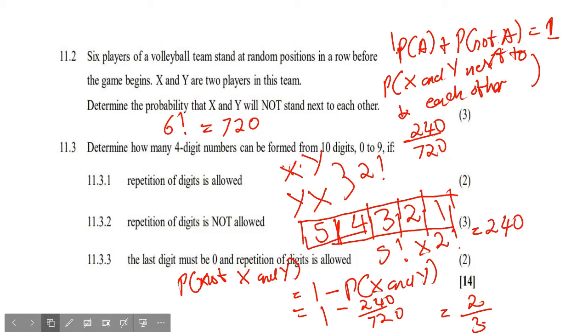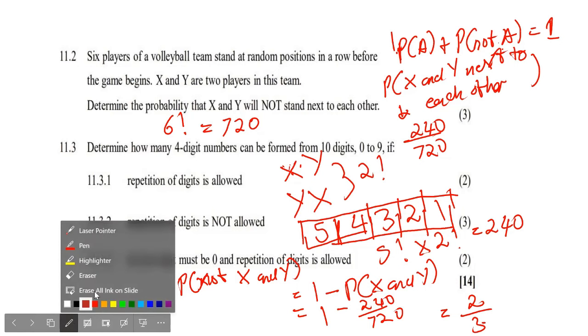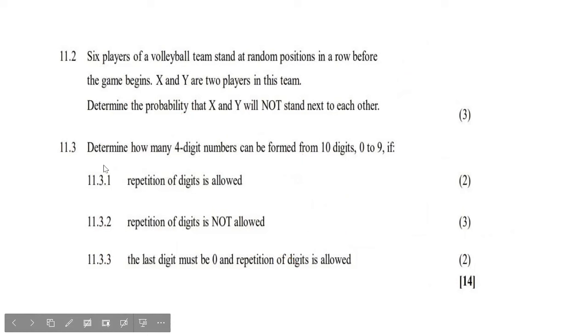Then, okay, let's proceed. We have 11.3 there. So 11.3 says determine how many 4-digit numbers can be formed from 10 digits, which are from 0 to 9, if repetition of digits is allowed. So we are required to form a 4-digit number. And then they're saying the repetition of digits is allowed. So that means if I use a particular digit in the first position, it does not restrict me from using that same digit in the other positions.